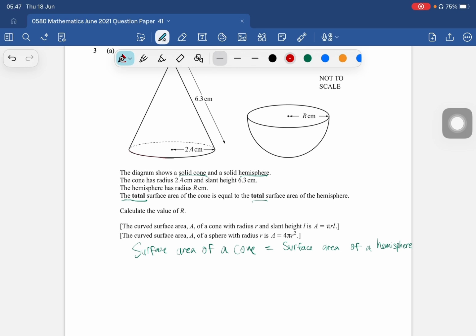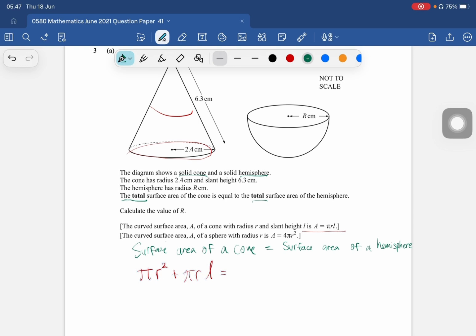We have the area of the circle. This is pi r squared, plus the curved surface. The surface area of the cone with the radius r. Okay, this is the curve here. The curve is pi r L. This is equal to the surface area of the hemisphere.